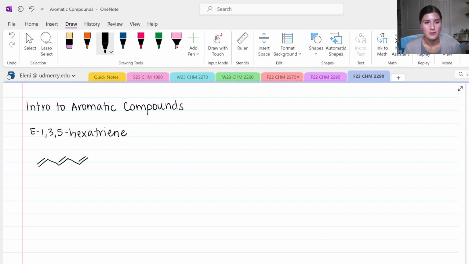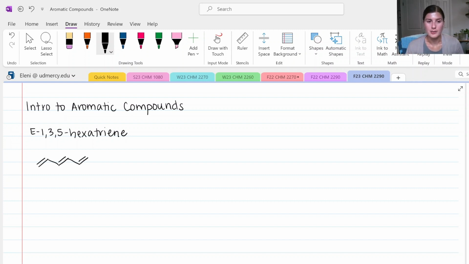And the E refers to the double bond in the center, where the higher priority groups are on opposite sides of the double bond. The way we've drawn that here is accurate for E-1,3,5-hexatriene. So this looks similar to the dienes that we've talked about in previous videos, but we have 3 double bonds now.